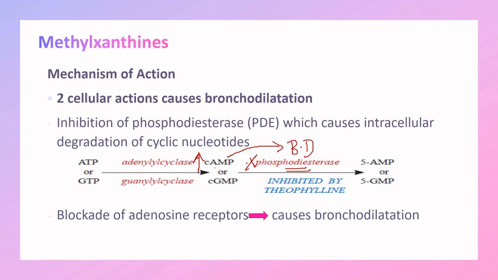And the second action that we have is blockade of the adenosine receptors. These adenosine receptors actually cause bronchoconstriction. So once the blockade of the adenosine receptor occurs, it will ultimately lead to bronchodilation.